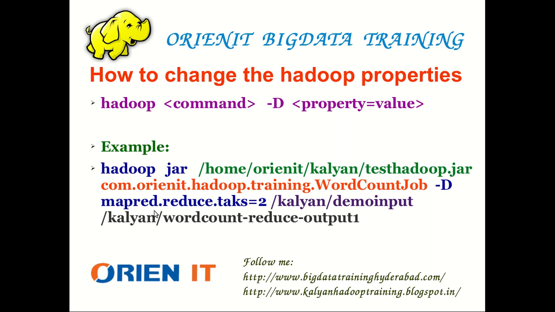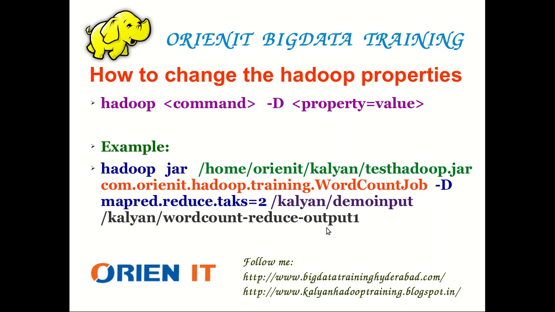By default, the number of reducers for the WordCount job may be set to 1. I want to change it to 2. So how to do that? First let me execute the 1 part, then we'll go for the 2 also. And here I'll be providing the input and output.